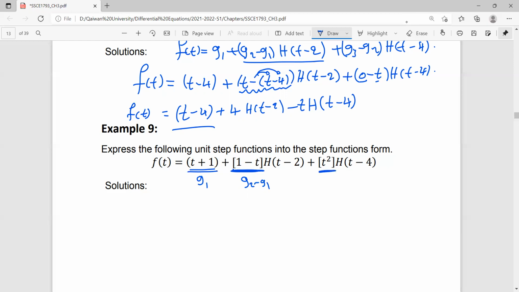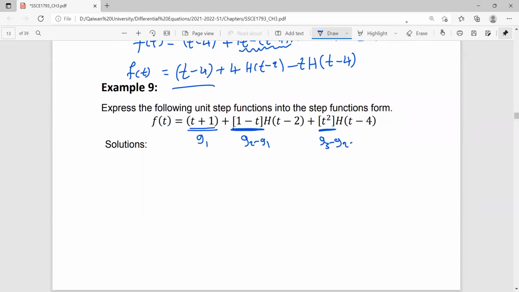And this is G3 minus G2. Here we can find G1, G2, and G3. So first, let's write down the form of the piecewise function. We say f of t equals G1, G2, G3. We have three G functions.